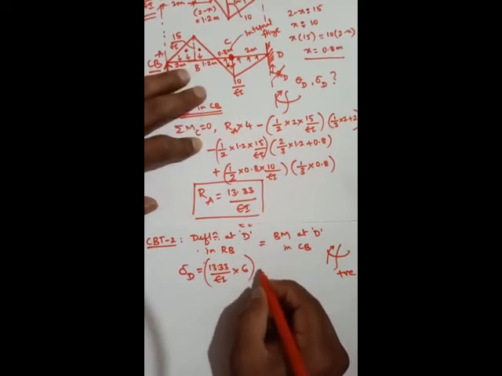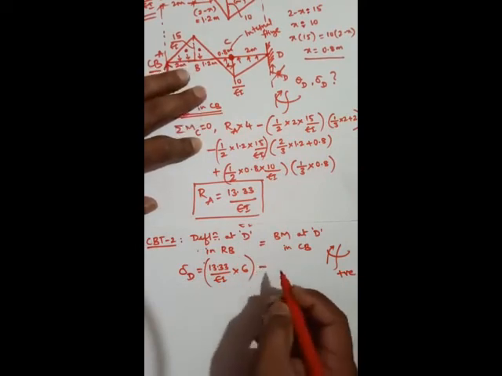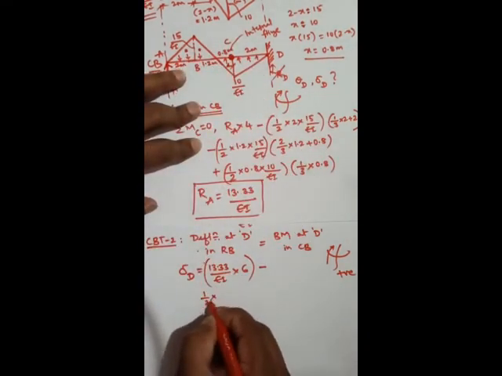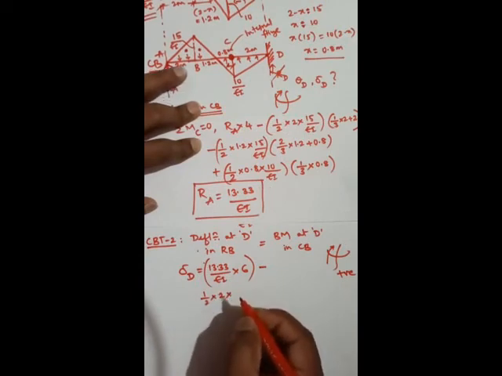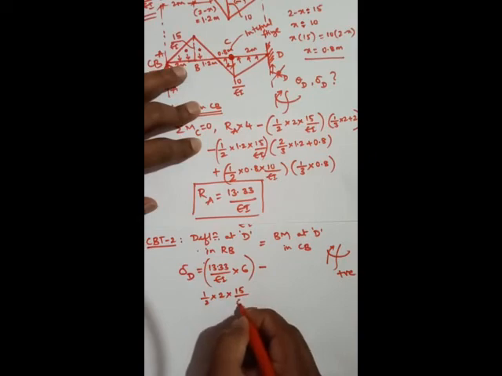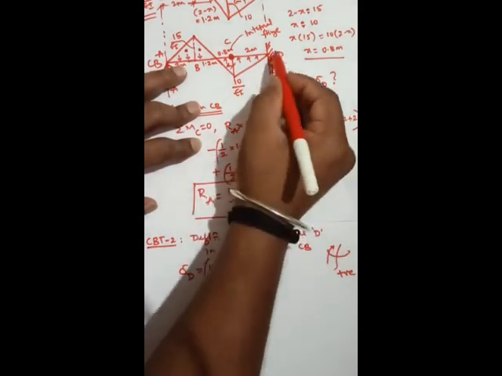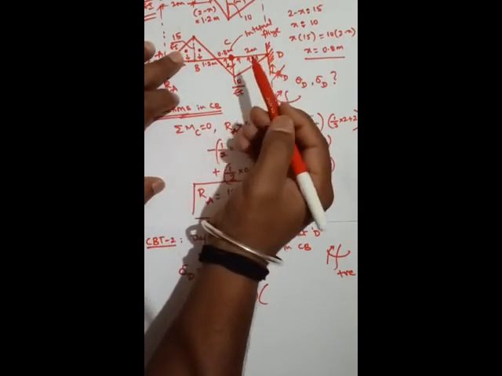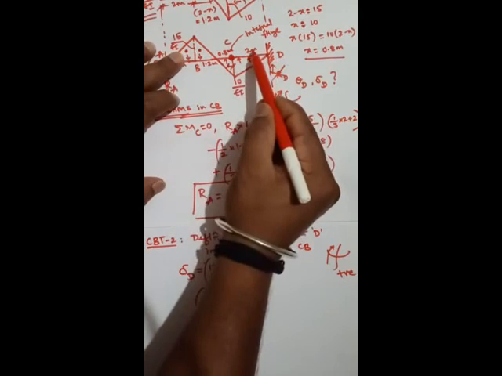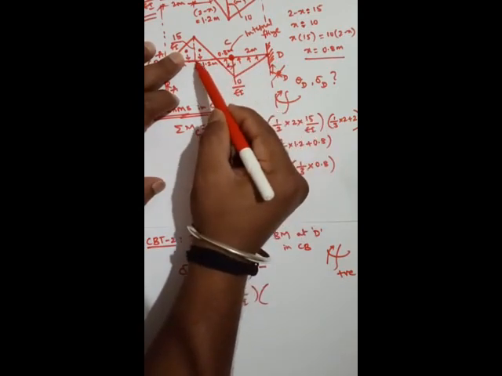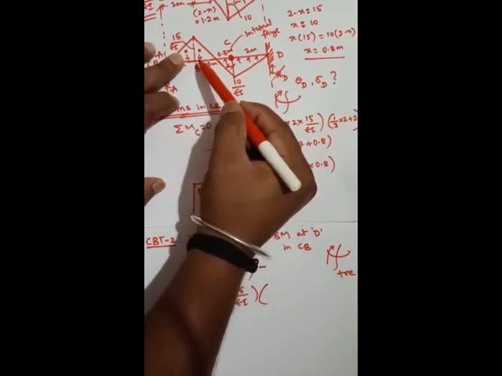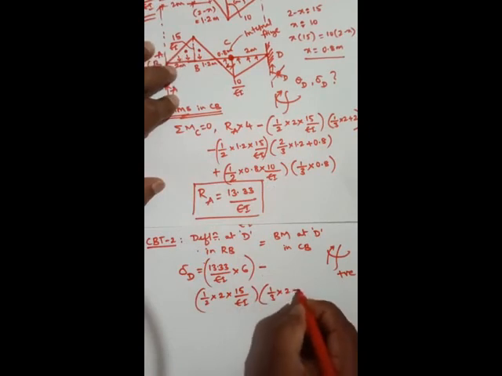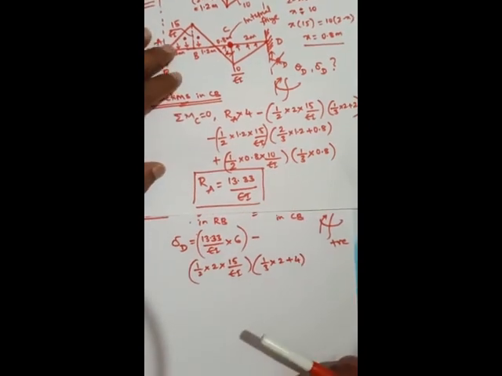Then this figure, I will write one by one only. So minus, it is anti-clockwise. First triangle, half into base is 2 meters, into height is 15 by EI, into distance about point D. So Z is here, from here to here. We know from here to here it is 2 meters. Then again, from here to here it is 2 meters, means from here to here it is total 4 meters. From here to here it is 1/3 of base, 1/3 of 2 plus 4. Correct.